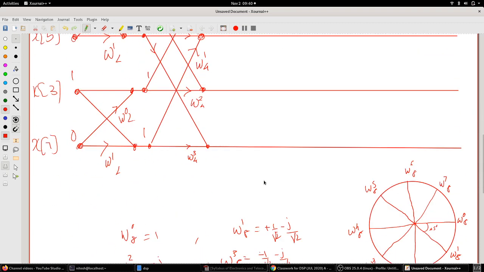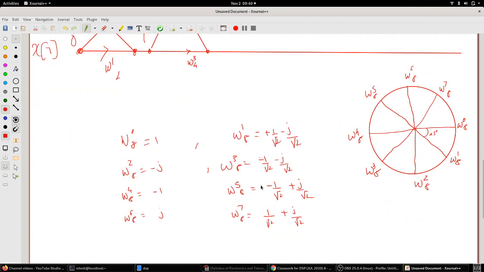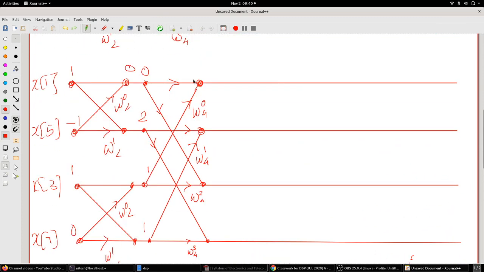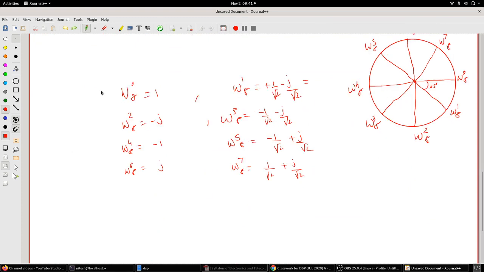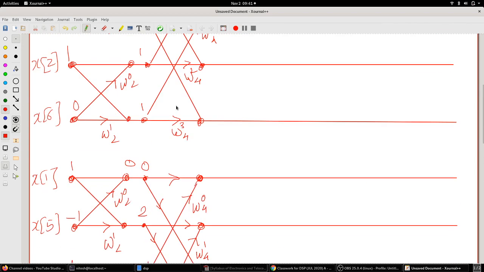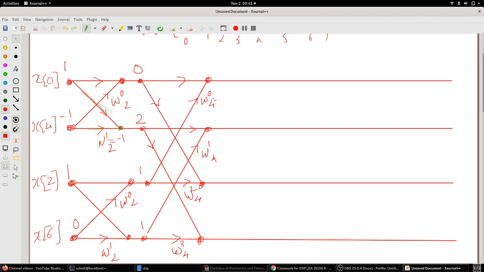Okay, so now you can calculate this. You want the values of W0, W1, W4, right? So this is the same as your W0 of 4, this is the same as W1 of 4, this is the same as W2 of 4, and this is the same as W3 of 4, because if you multiply the numerator and denominator by 2, you get these values, right? So this is equal to 1, this is equal to minus j, this is equal to minus 1, and this is equal to j.